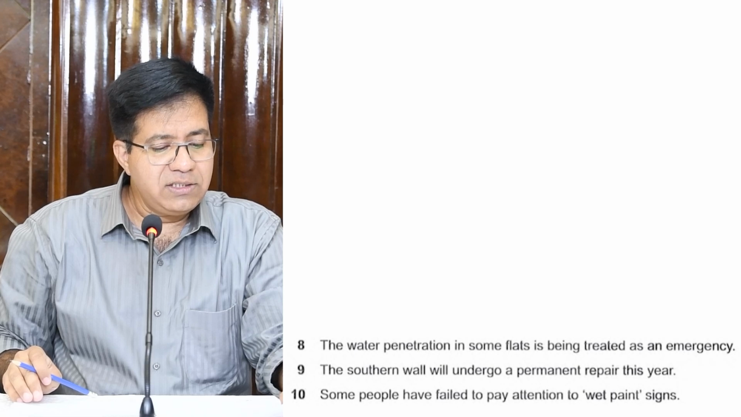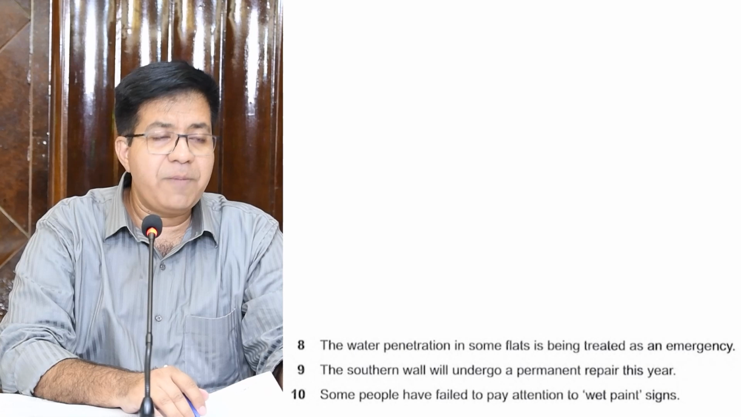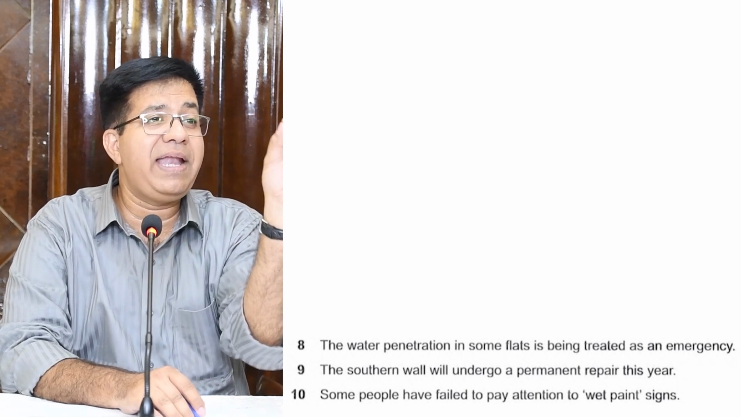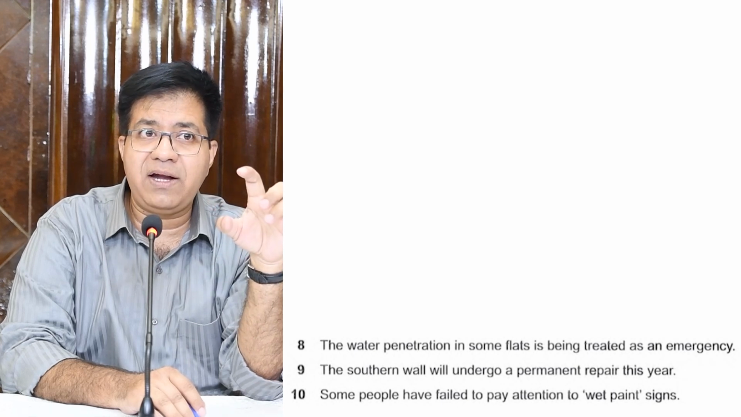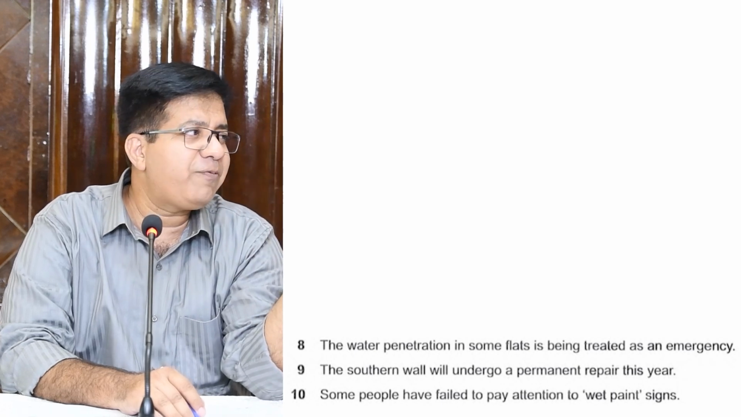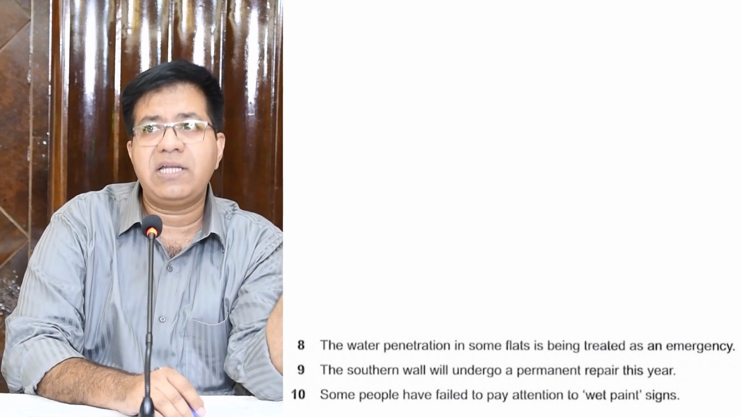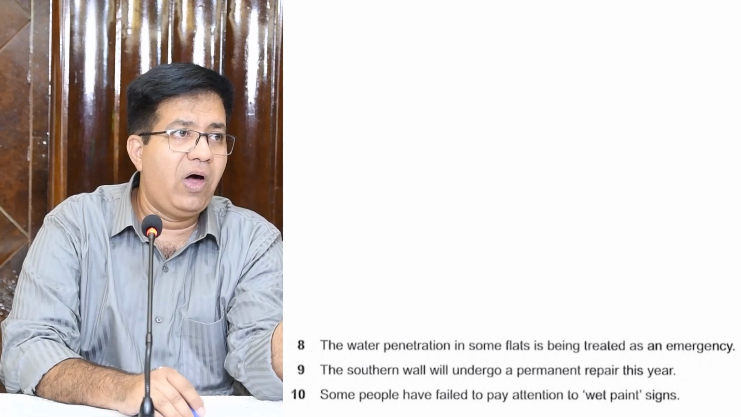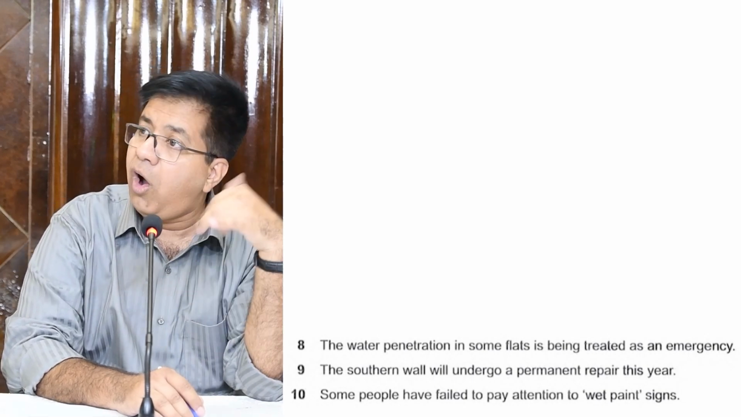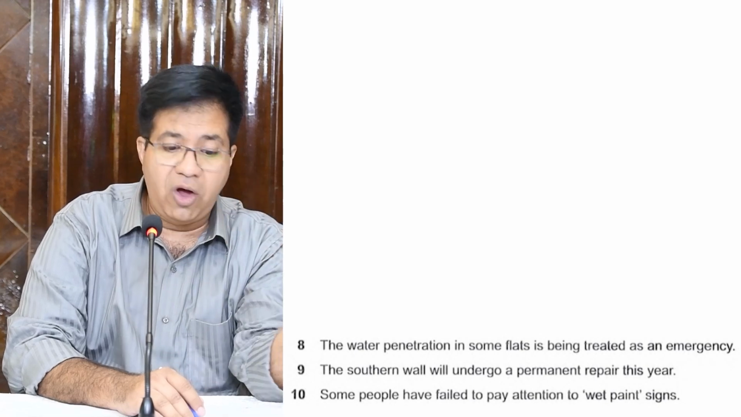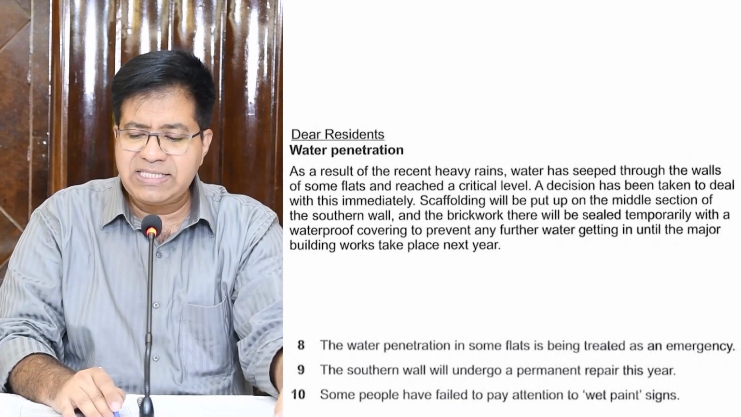Question number 9, southern wall will undergo a permanent repair this year. Now underline permanent. If southern wall will go through permanent repair, answer is true. If they will do temporary repair now and permanent repair later on somewhere, then answer is false. And if they don't tell us that the repair is going to be permanent or temporary, then answer is not given. Okay, now please come back, same paragraph. Can you see southern wall?